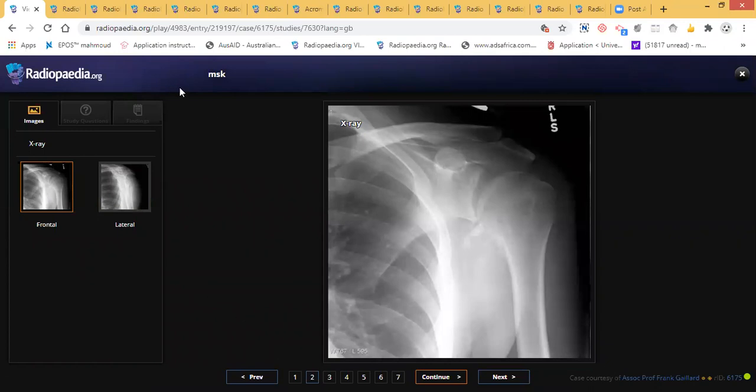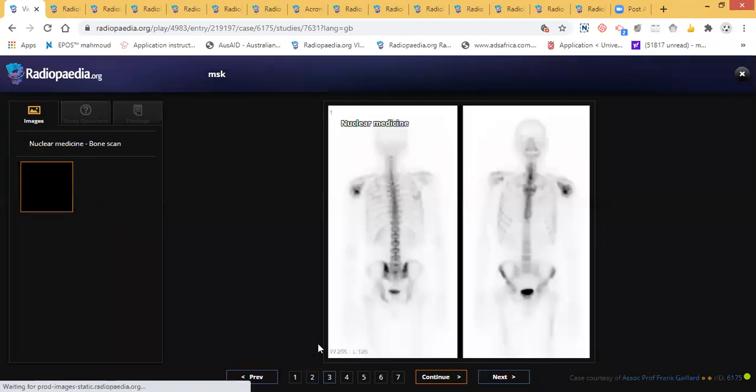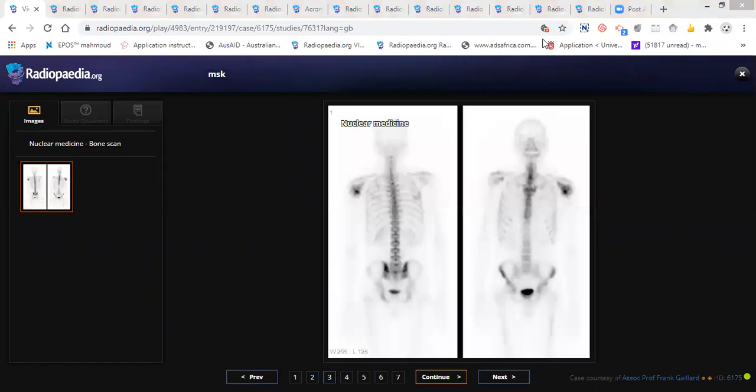So this patient underwent X-ray, and after he did this X-ray, I don't want to go to the next. Maybe I will stop here a bit, if anyone can figure out what is going on. So let's go to the next, the bone scan. And he found this appearance, this hot area.